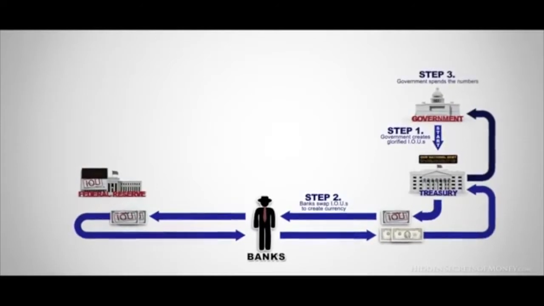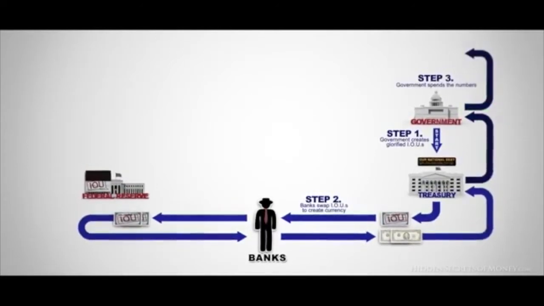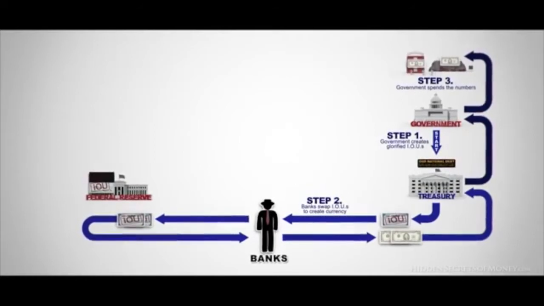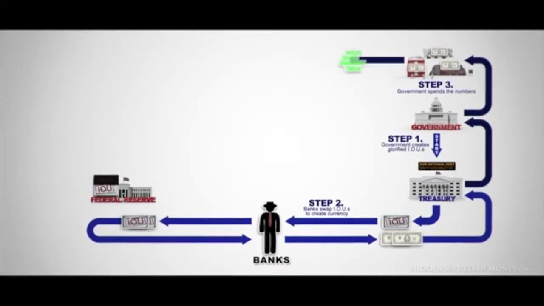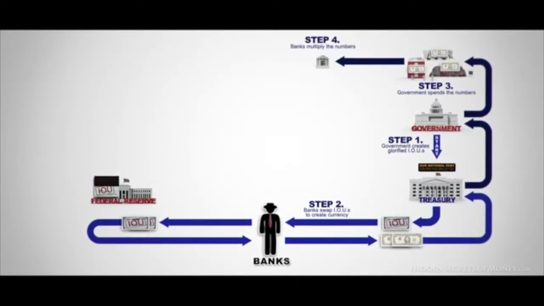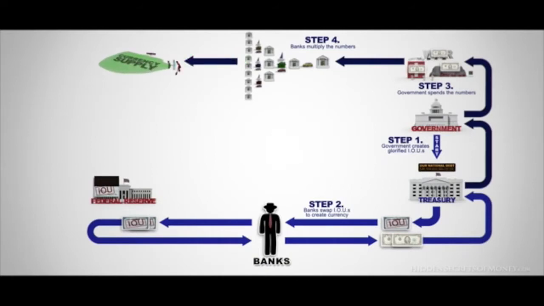The Treasury then deposits the numbers in the various branches of the government, and we get to step 3. The government spends the numbers on promises, public works, social programs, and war. Then the government employees, contractors, and soldiers deposit their pay into the banks, and we get to step 4, where the banks multiply the numbers by magically inventing more IOUs through fractional reserve lending, where they steal a portion of everyone's deposit and lend it out. That currency gets redeposited, and then a portion is stolen again, and the process repeats over and over, magnifying the currency supply exponentially.